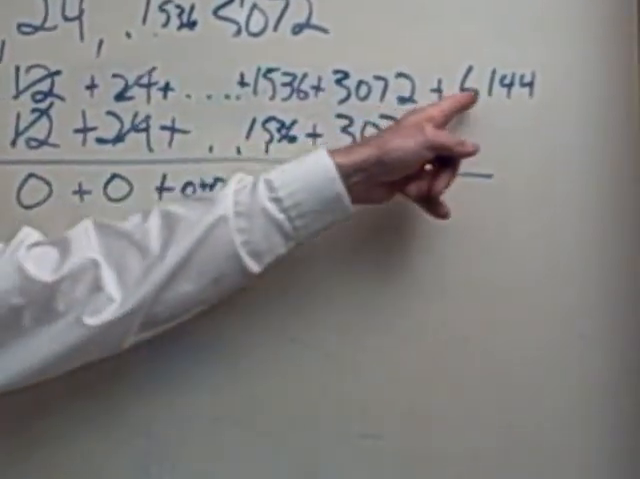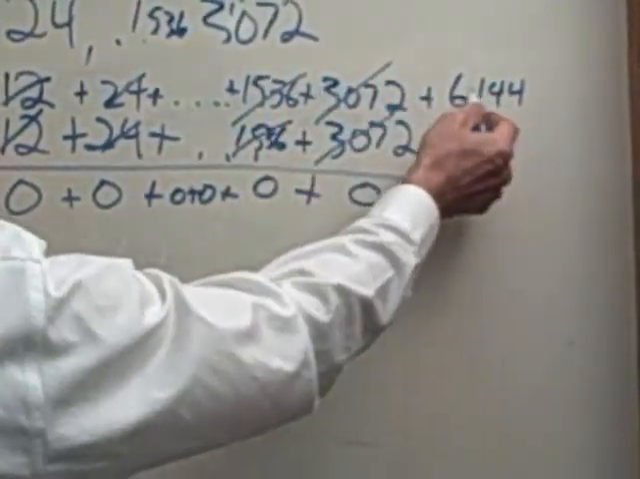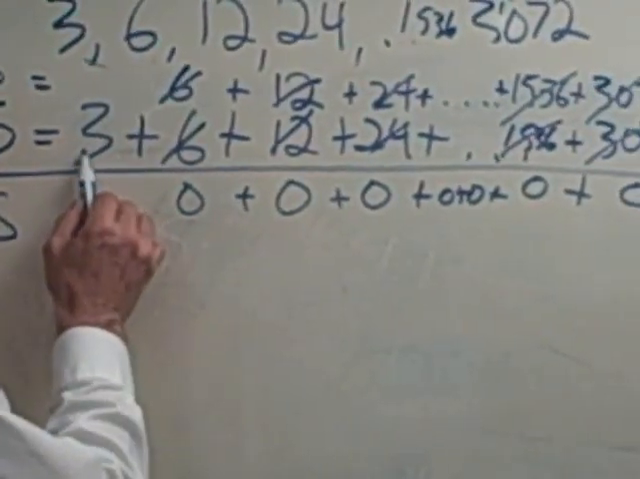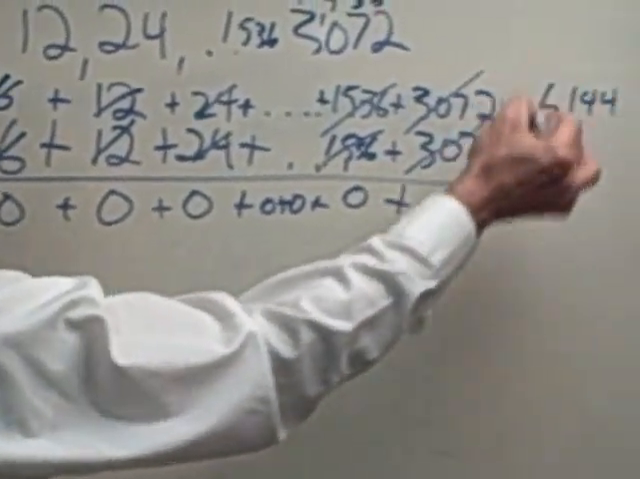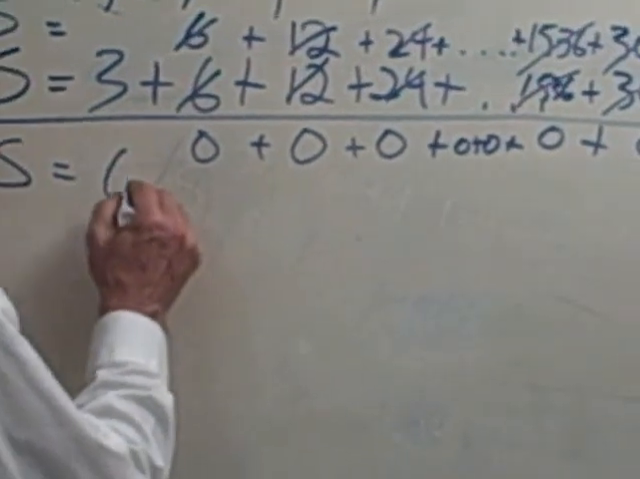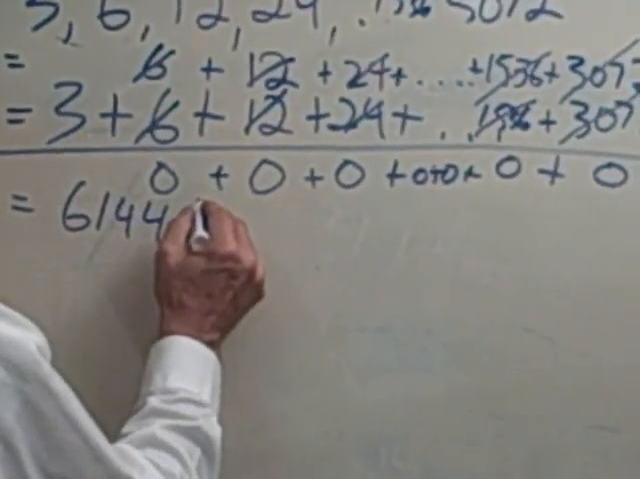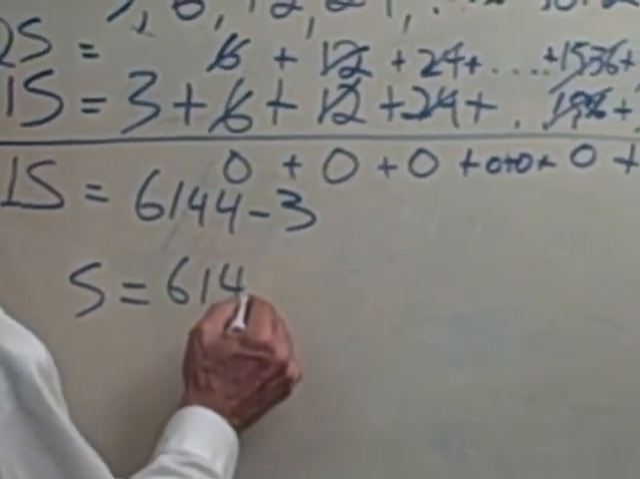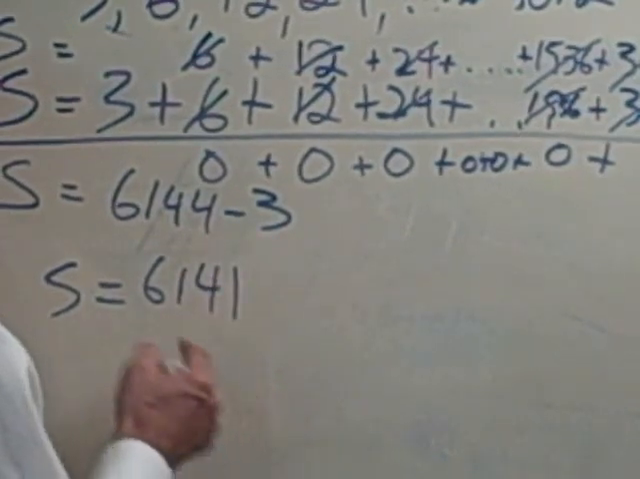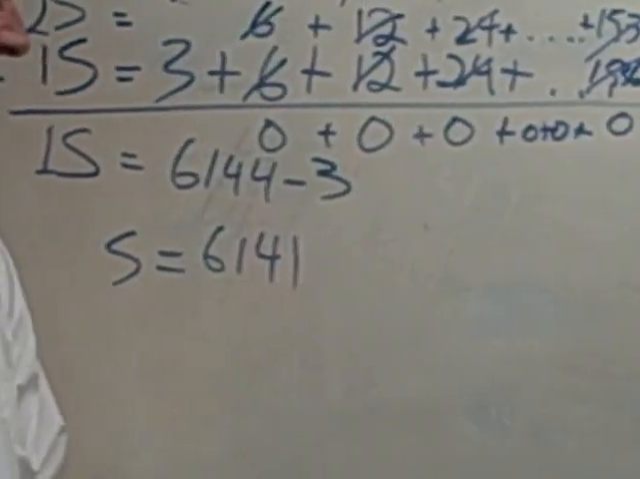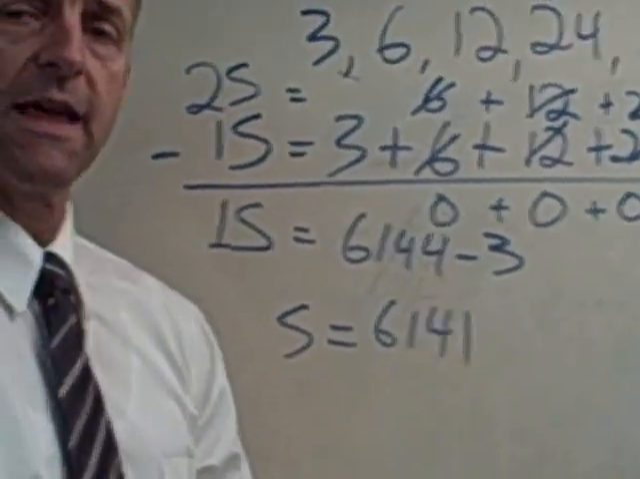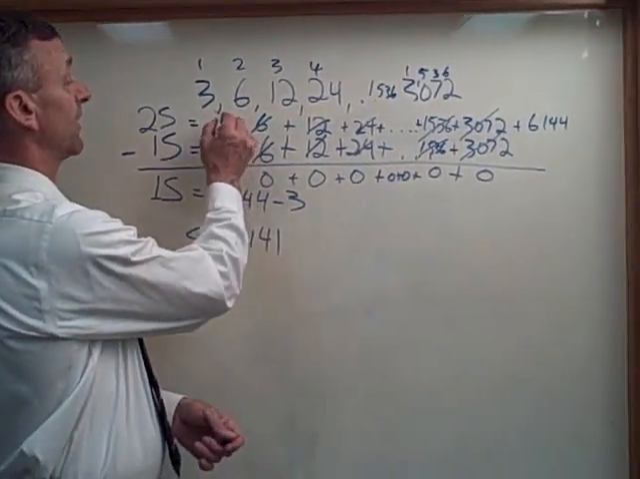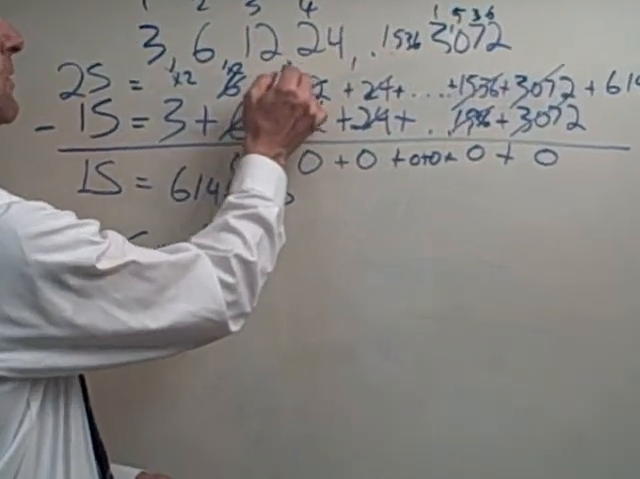And now I've got this up on the top, 6,144, and it's the only number remaining in the top. And the only number remaining in the bottom is this, 3. So if I take the top and subtract the bottom, what I end up getting is 6,144 minus 3. Well, that turns out that S is equal to 6,141. And therefore the sum of this sequence happens to be 6,141. It's that simple.